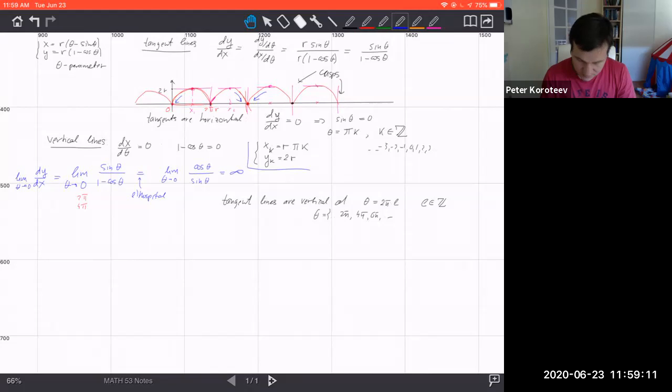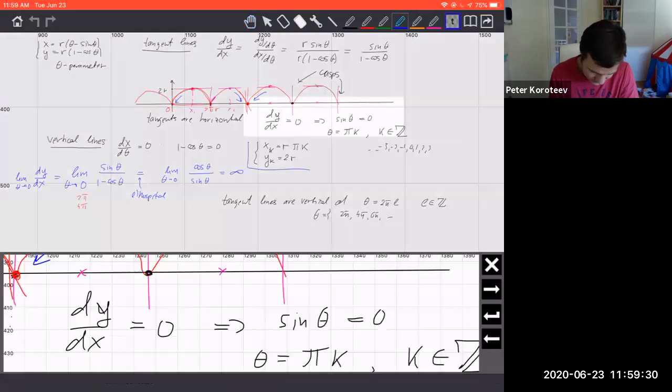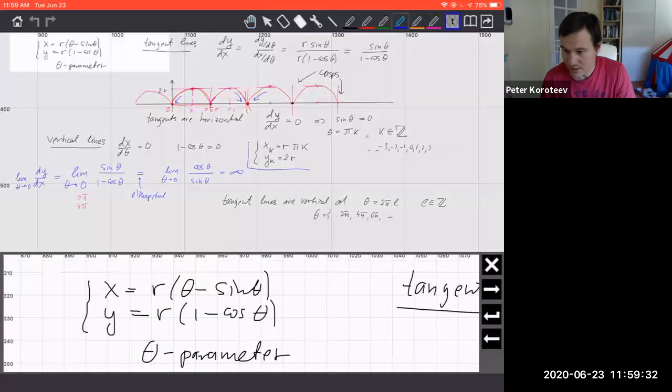Any other questions about anything we discussed today? Shouldn't x_k be 2 pi k plus pi? Well, here x has a sine, right? So when you evaluate sine theta when theta is equal to pi k, you get 0.